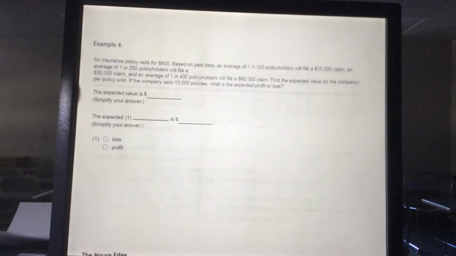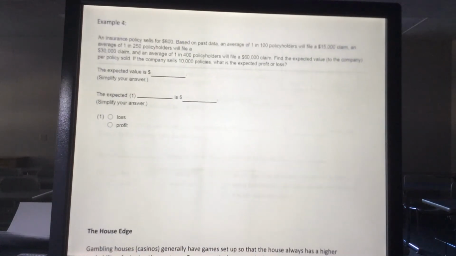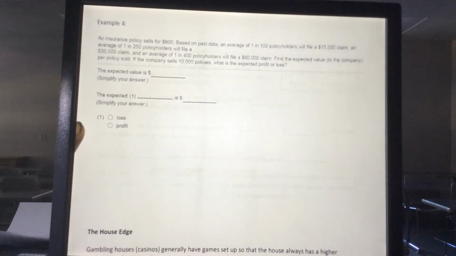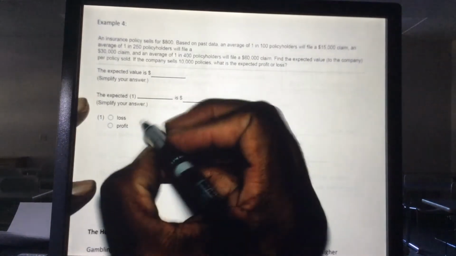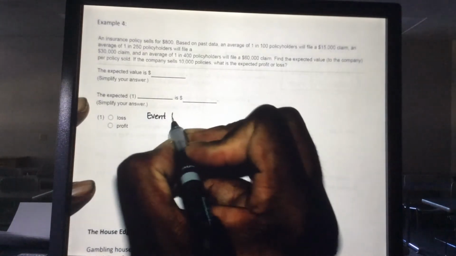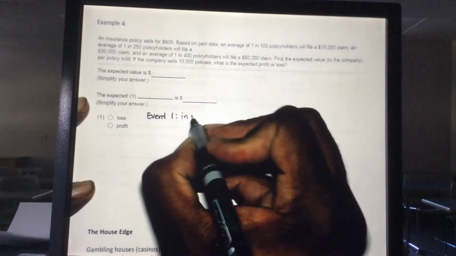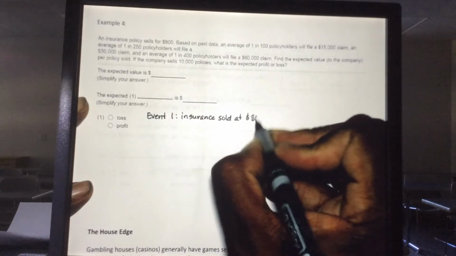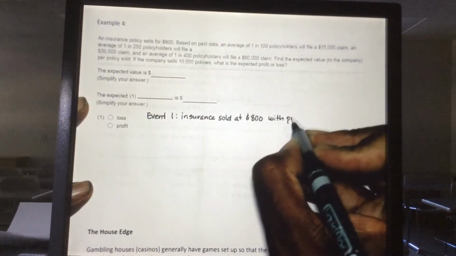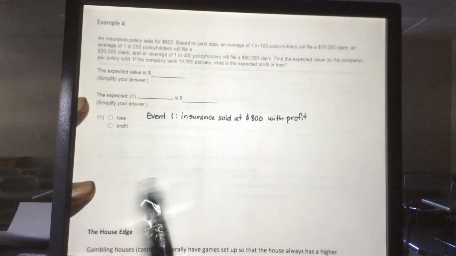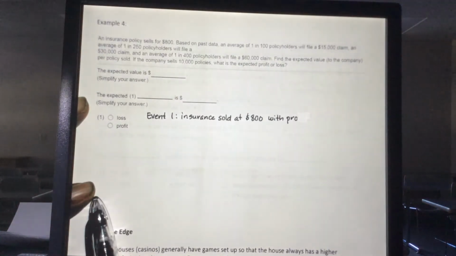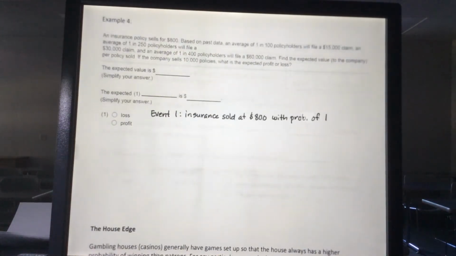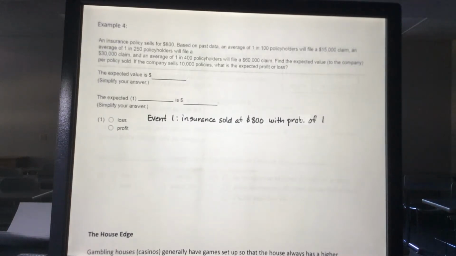Okay, so now let's look at these events that we have here. Okay, the first event is where the insurance policy is sold by the company for $800 here. That would be event 1. I'm going to say here insurance sold at $800 with a, not profit, a probability, and I'm going to abbreviate the word probability, of 1. The probability of them selling an insurance policy at $800 will be 1.